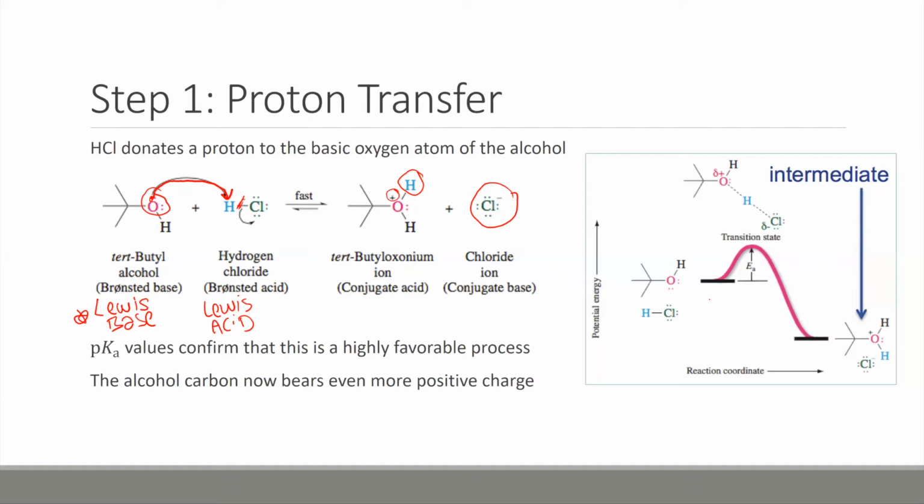So again, if we look at the energy diagram, here's our starting and here's our final. This is a transition state. The transition state is the point in which the hydrogen is moving. So it's broken off from the chlorine, but it hasn't yet bonded to our alcohol. And here is the final intermediate where we have that water group essentially attached to our alkyl group.